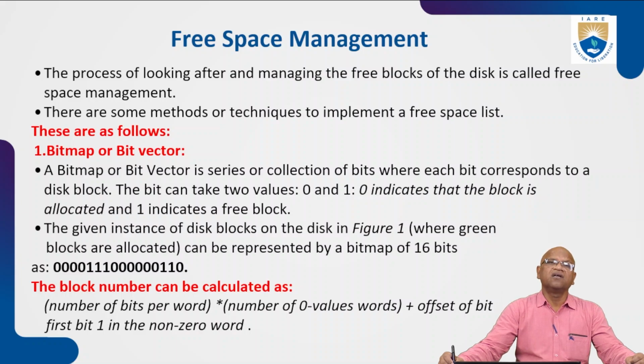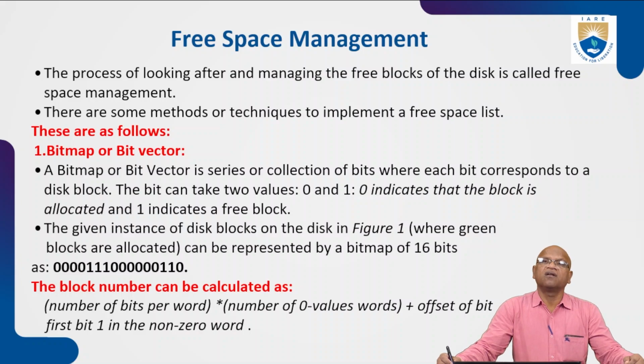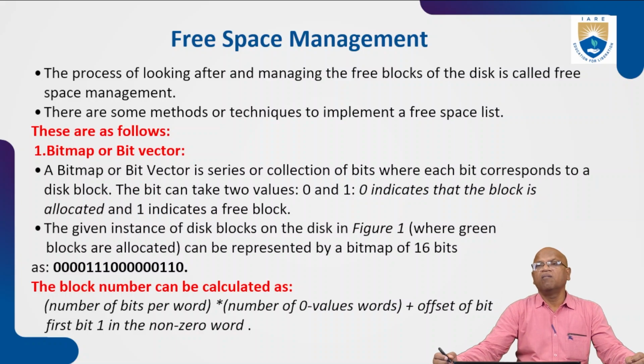A bitmap or bit vector is a series of collection of bits where each bit corresponds to a disk block. The bit can take two values, 0 and 1. Zero indicates that the block is allocated, and 1 indicates a free block. As in the hotel example, if you book a room, it will be blocked, or zero, indicating no room is available, because they maintain the list. Similarly, free space management is maintained by the OS in the hard disk.